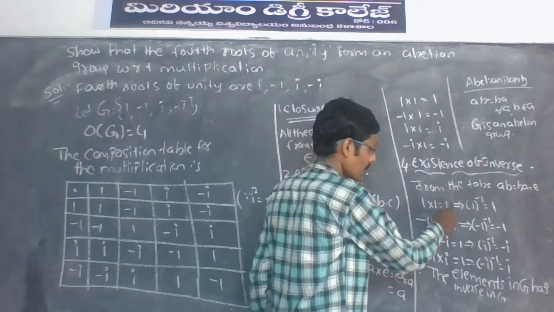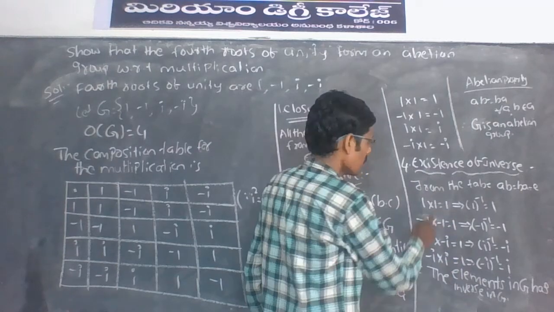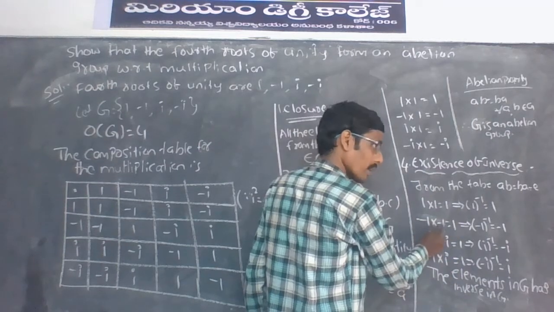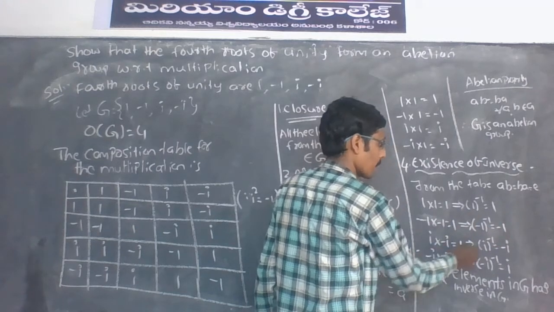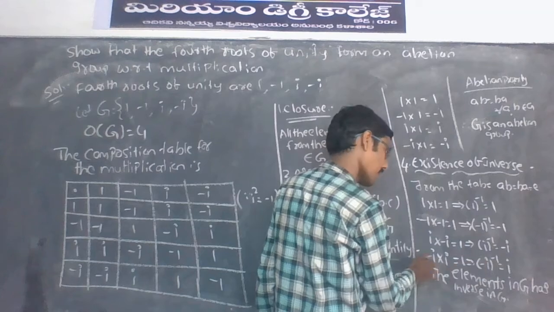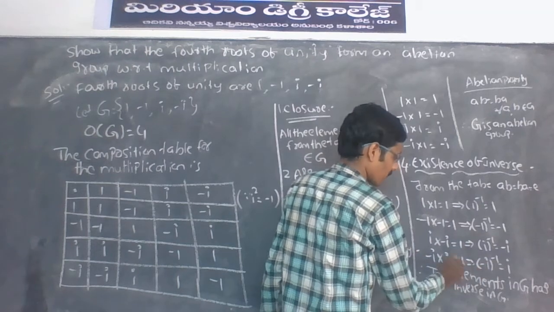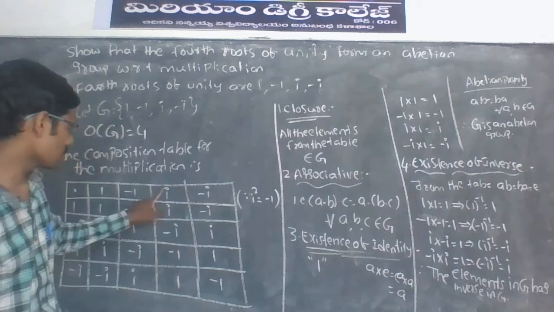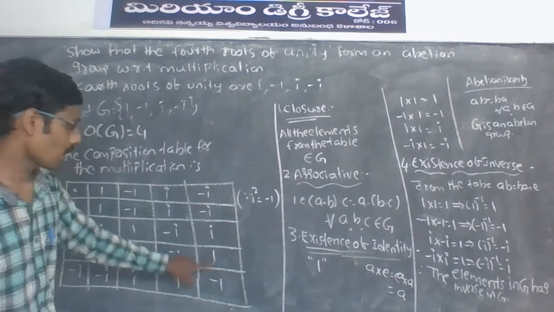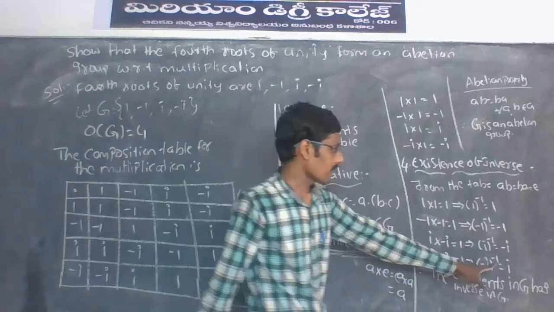This is the identity element 1. 1 into 1 is 1, minus 1 into minus 1 is equal to 1. So minus 1 inverse is minus 1. i into minus i, inverse minus i. Minus i into i is 1. So in the composition table, minus i into i is 1, i into minus i is 1. So minus i inverse is equal to i.